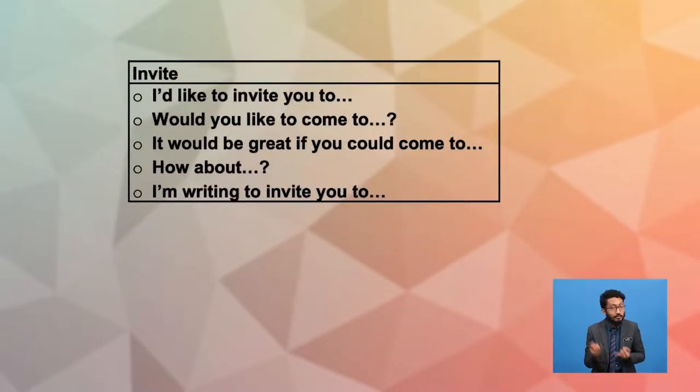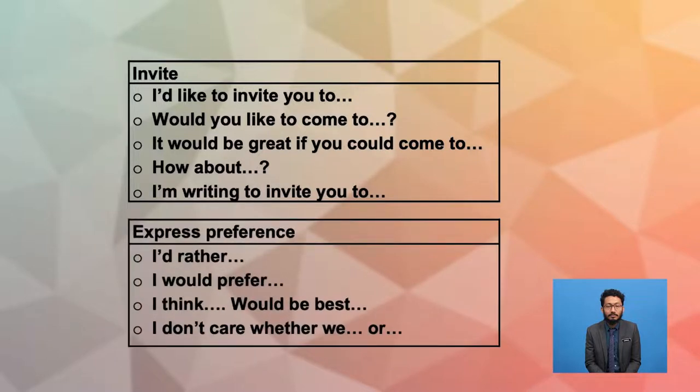How to invite: I would like to invite you to. Would you like to come to? It would be great if you could come. How about? And, I'm writing to invite you to this. Express preference: I'd rather. I would prefer. I think would be best. I don't care whether we do this or that.